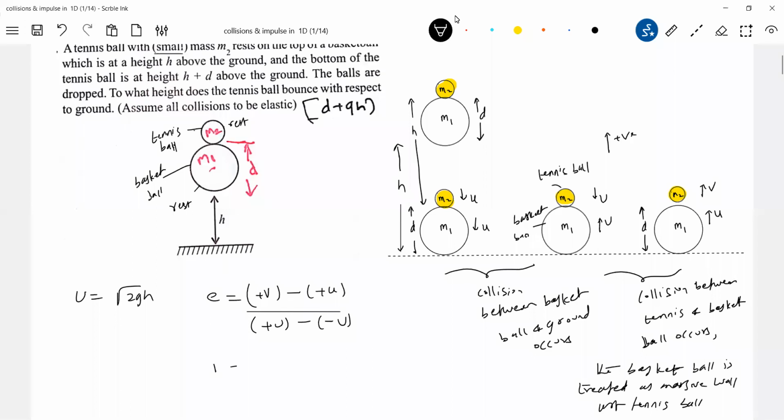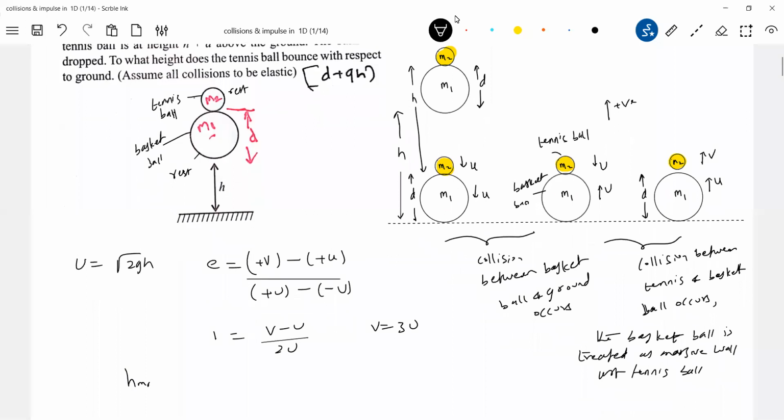So this will be V minus U, and this is 2U. Therefore V is equal to 3U. What is U? U is equal to root of 2gh. So to what height further does it rise? He's asking that. How to calculate that? H max is equal to D plus V square by 2g. Why D plus? Because the tennis ball is just after impact with the basketball at height D from the ground. So D plus V square by 2g.